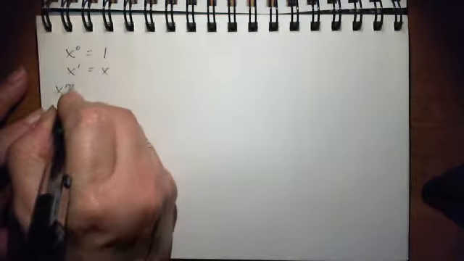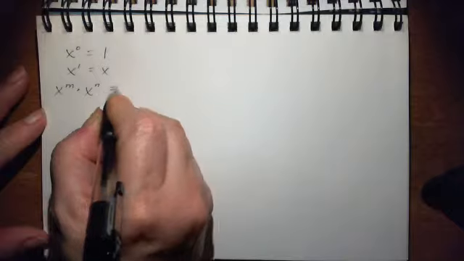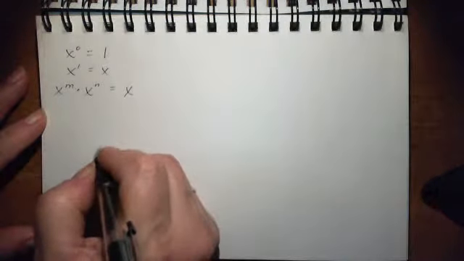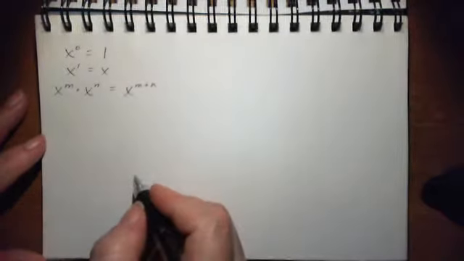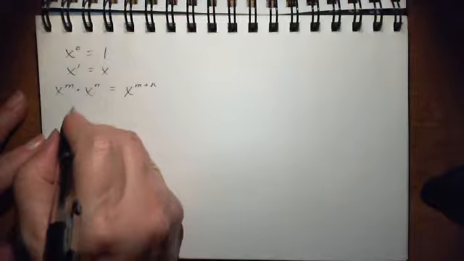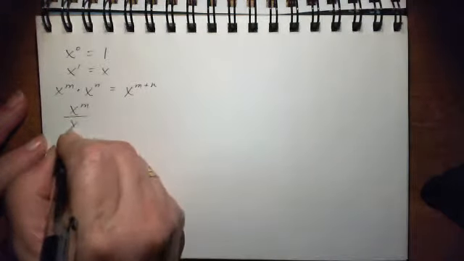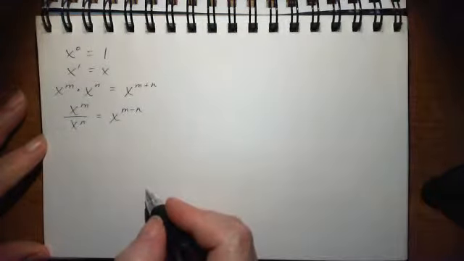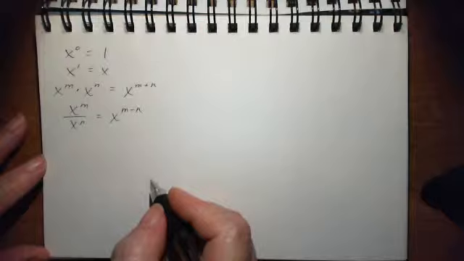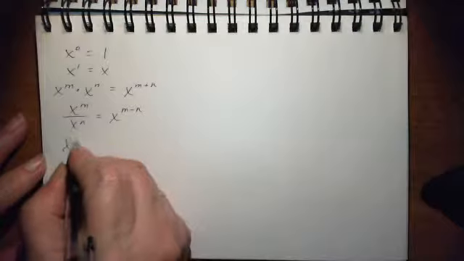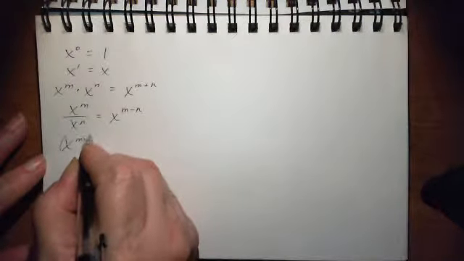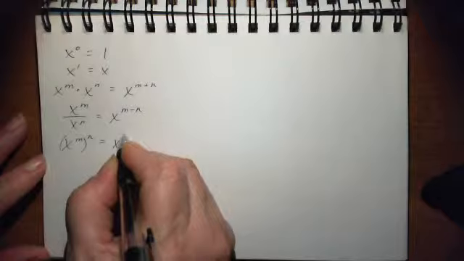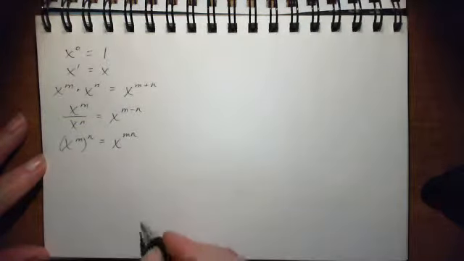If we multiply same bases with different powers, we get one base with the exponents added. If we divide same bases with different powers, we get one base with those exponents subtracted. If we have one base raised to one power and then another, we get that base with those exponents multiplied.